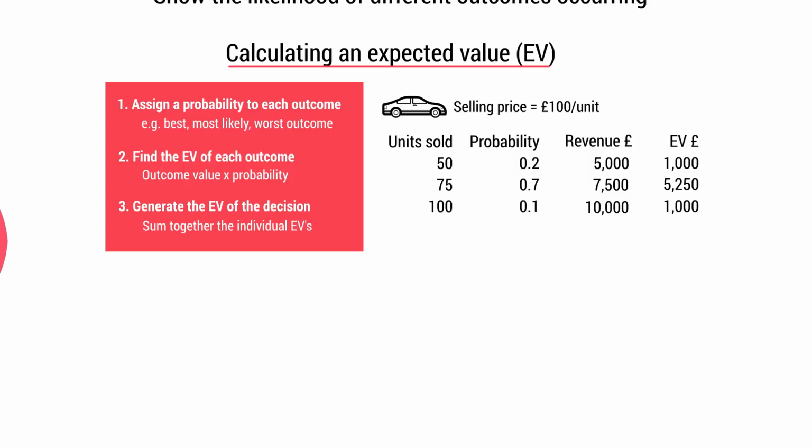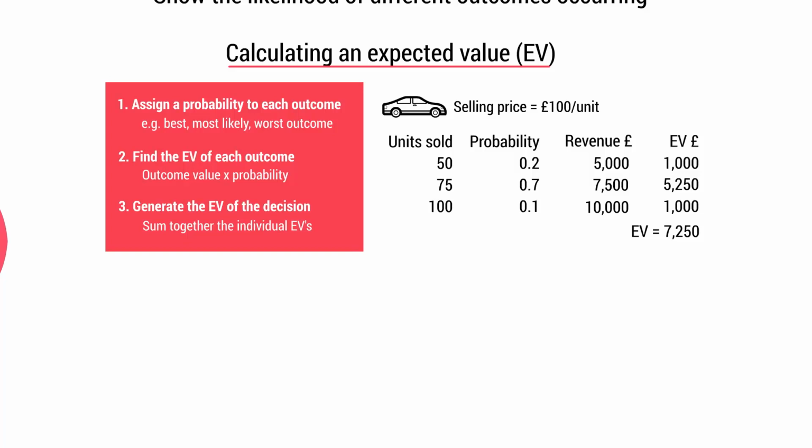Add them all together for step 3 to get our total expected value, which is £7,250. So that is the expected value of this project. And that can now be compared with other projects. So if there's another project with an expected value of 6,000, we know this one's better. If we have another project with an expected value of £8,000, we know that one is better.